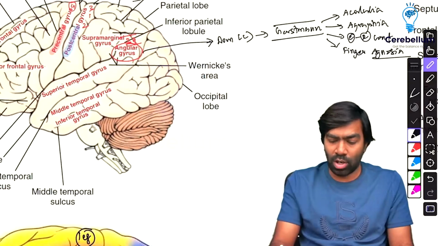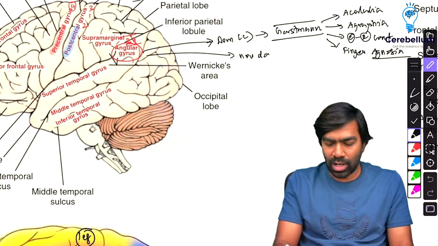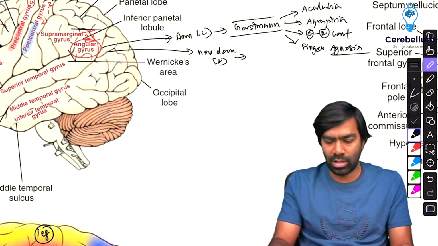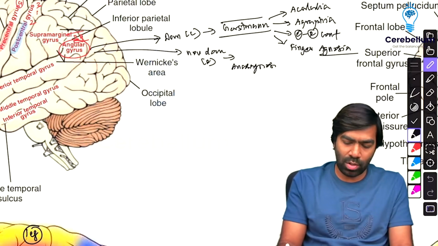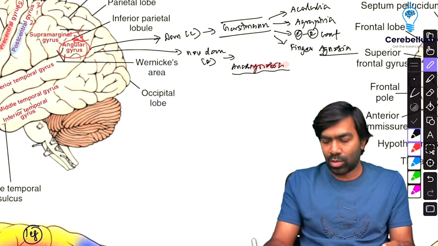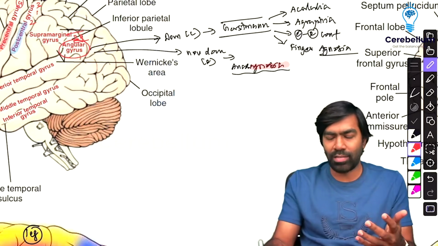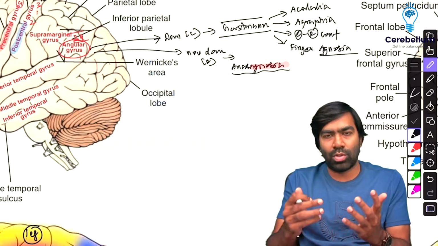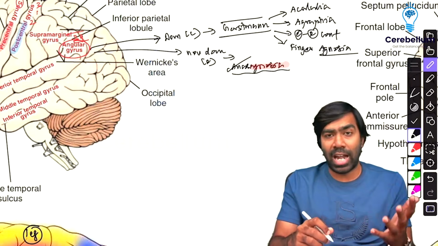We all know that. But on the other hand, if you're going to result in non-dominant, that is right angular gyrus involvement, you're going to result in another peculiar problem called anosognosia. So what do you mean by anosognosia? Agnosia is failure of identification. Anosognosia means somebody is not able to identify their own deficits. For example, I have hemiparesis, but I'm not able to identify that I am not able to move the limb. So inability to identify one's own deficit is what we refer to as anosognosia.